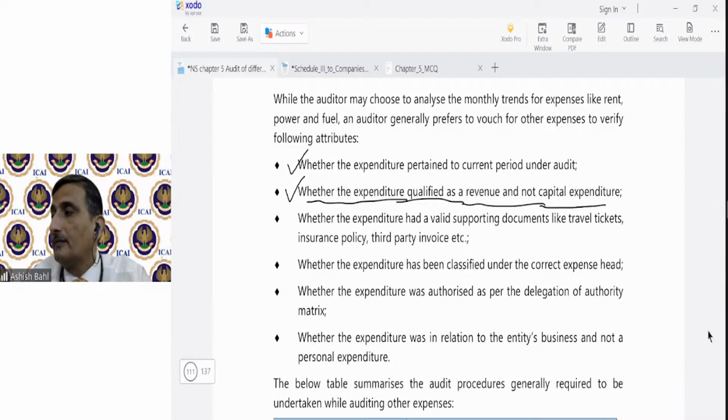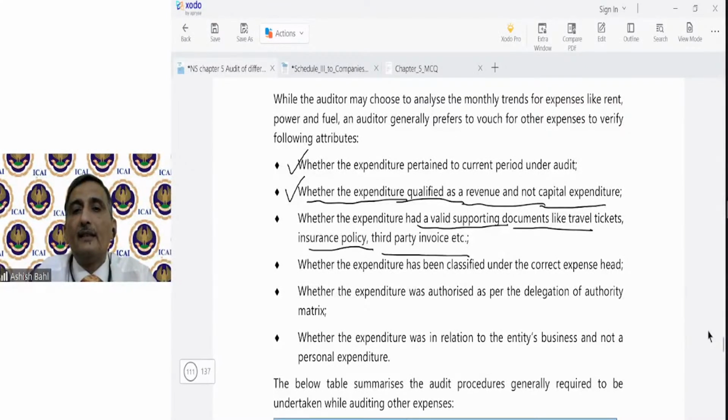Okay. Yes, Suman Goel, you are right. That traveling expenses relate to the company. These do not relate to personal expenses. Okay. Whether expenditure has valid supporting documents like travel tickets, insurance policies. Okay.